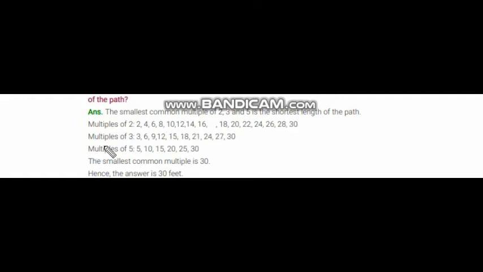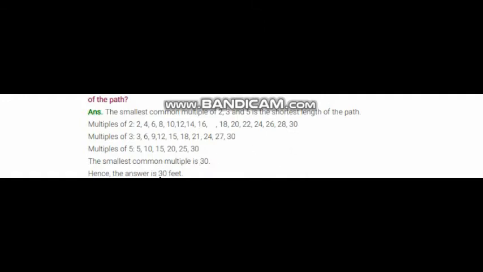Then multiples of 3, that means table of 3. So 3 1s are 3, 3 2s are 6, 3 3s are 9, 3 4s are 12, 15, 18, 21, 3 8s are 24, 3 9s are 27 and 30. And multiples of 5: 5, 10, 15, 20, 25 and 30.